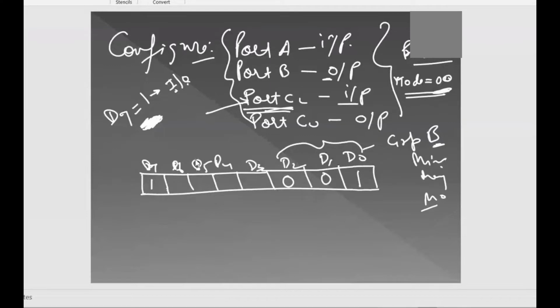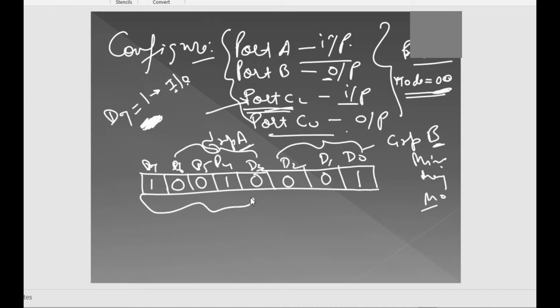D3, D4, D5, D6, they belong to group A. First one is minor port. Minor port is port C upper, output, 0. Major port, port A, input, 1. Mode 0. So what answer are we having here? Convert this binary pattern into the BCD number. So 1001 becomes 9 and 0001 becomes 1. So the answer we are having here is 91H, the code.